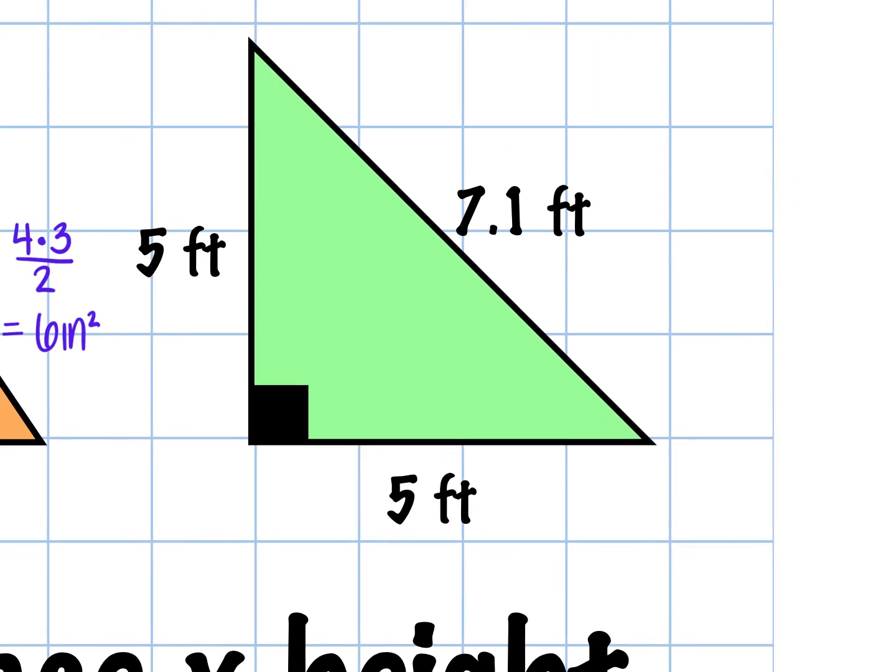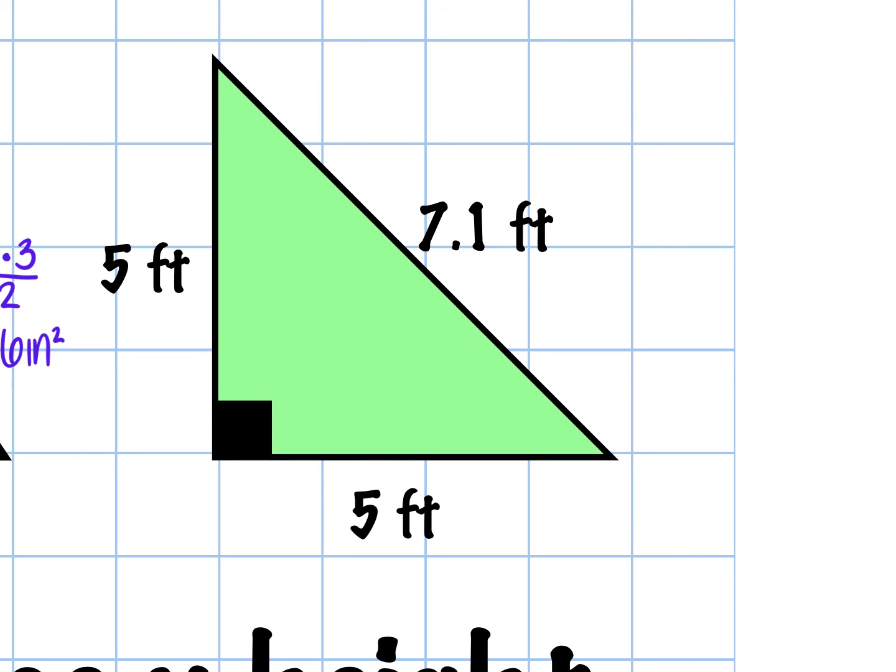And for this very last one, my green one, which two pieces am I using for the green one, Elias? 5 by 5. The right angle is down here, connecting the 5 and the 5. So we're going to do 5 times 5 divided by 2 is 12.5 feet squared.